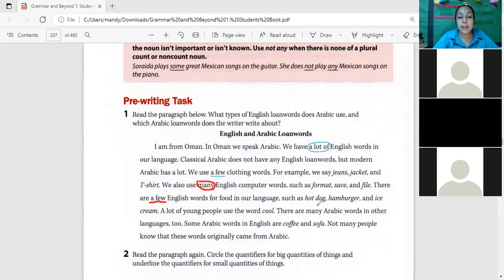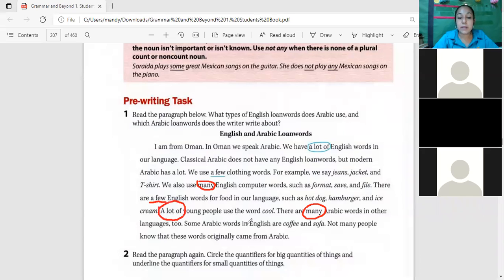A lot of young people use the word cool. There are many Arabic words in other languages too. In that case, many. Is this a big quantity or a small quantity? Big. There are many. Exactly, big, so we circle. We have another one here: a lot of young people, a lot of. Big quantity or small quantity of something? Big. So we circle.